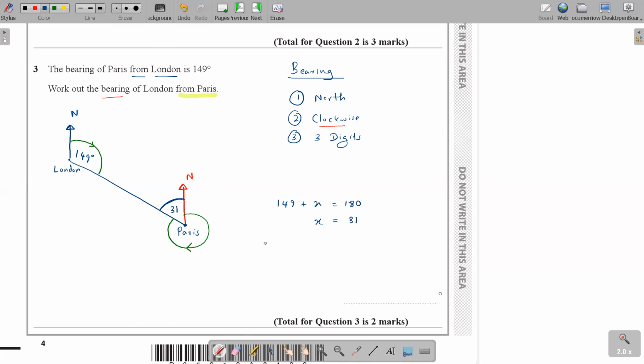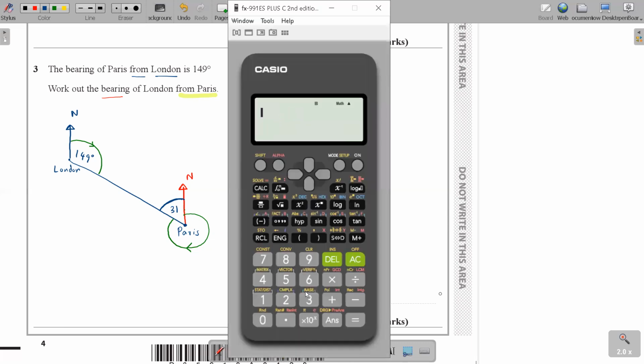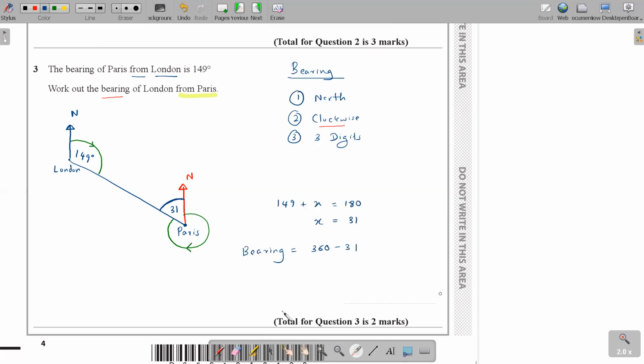And then the bearing answer. What we need here is 360 minus 31, isn't it? The full round is 360. We subtract the 31. So 360 minus 31, we end up getting 329. So the bearing will be 329 degrees, three digits. So 329, and this should be your answer for question number 3.